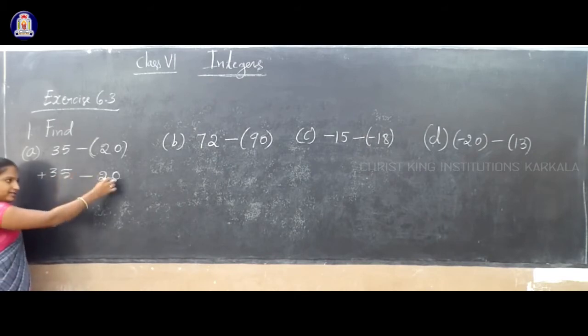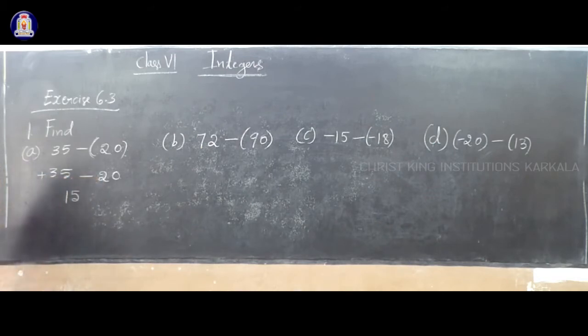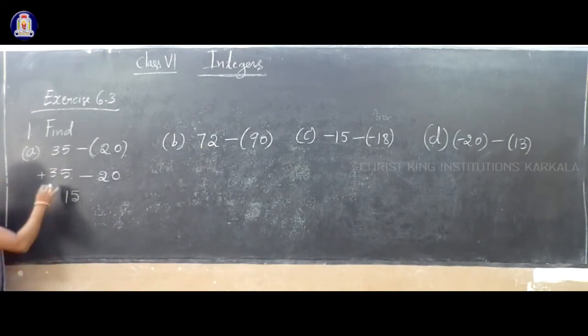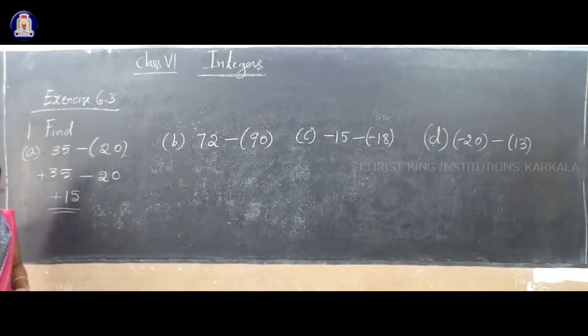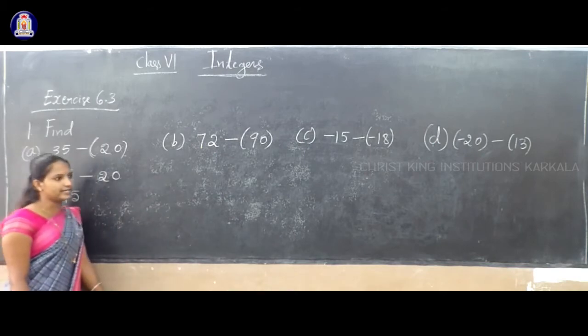See, 5 minus 0, 5. Correct? So 3 minus 2 is 1. So the answer is 15. Understood? So which is a greater number? 35 is greater. That sign is plus. So the answer is plus 15. We'll solve now the second question.